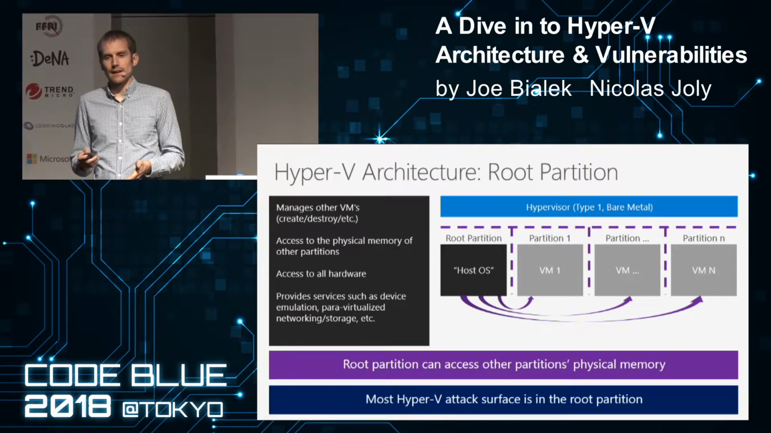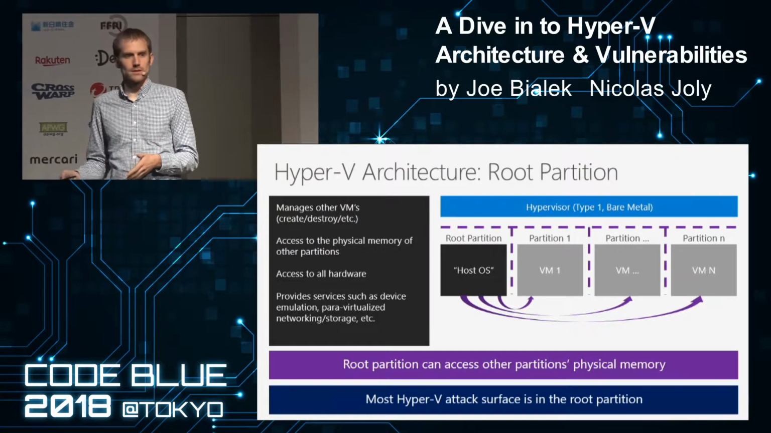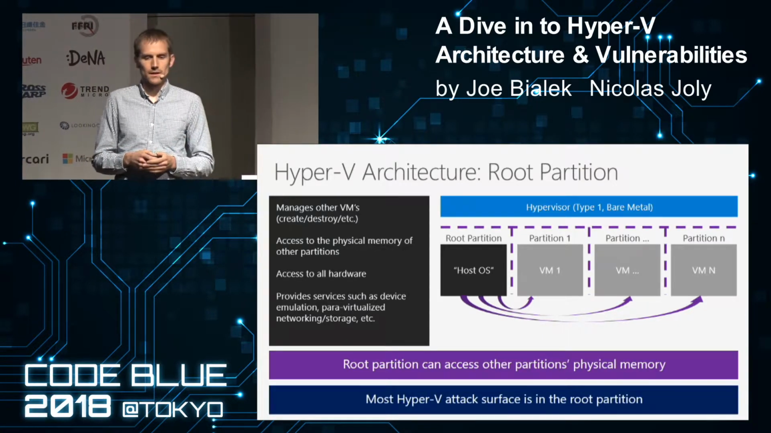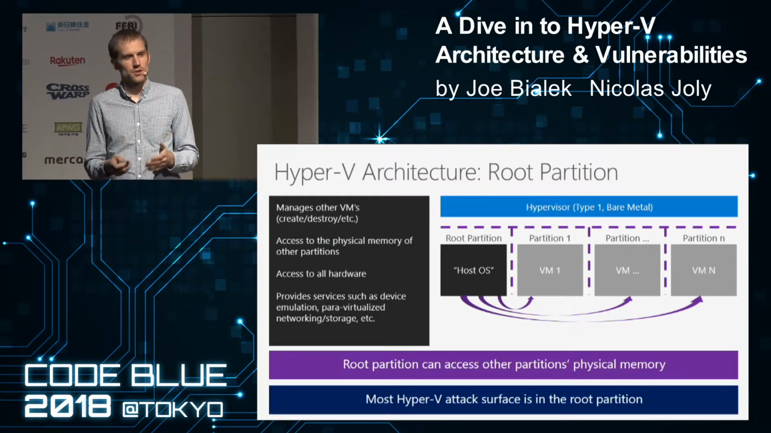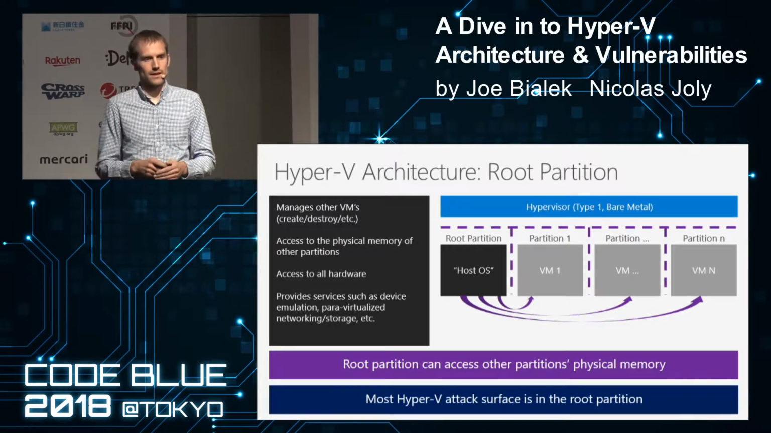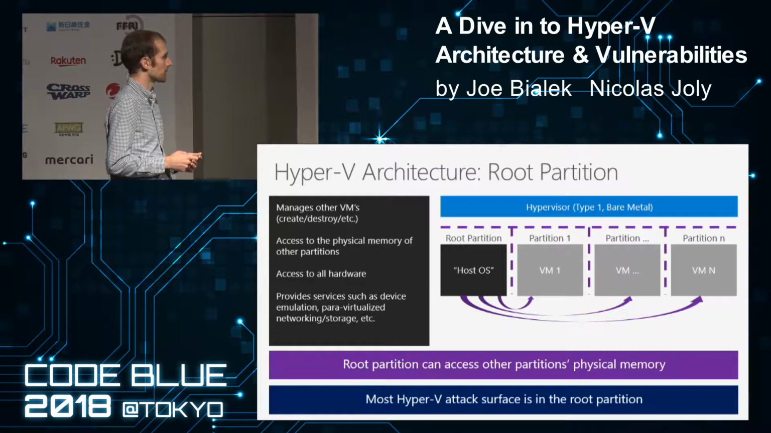And the reason for this access is because the root partition needs to provide a number of services to all of these virtual machines running. And we'll talk a little bit more about that later, but it needs to provide functionality like networking and storage, things along that nature. So it ends up needing access to these other VMs' physical memory.